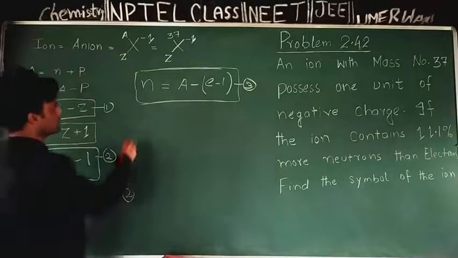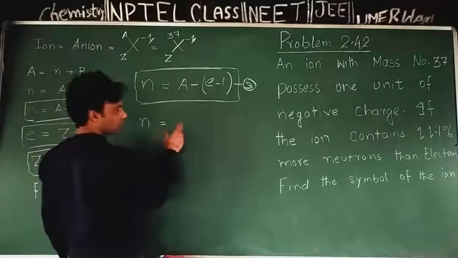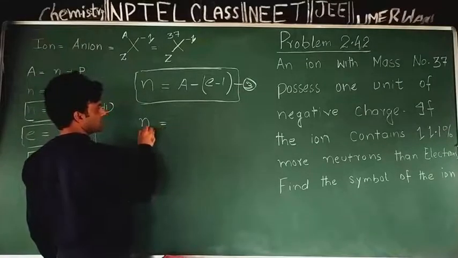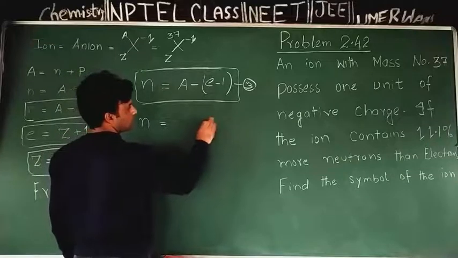Now in the question it is given, the relation between number of neutrons and electrons is given, that the number of neutrons is 11.1%.